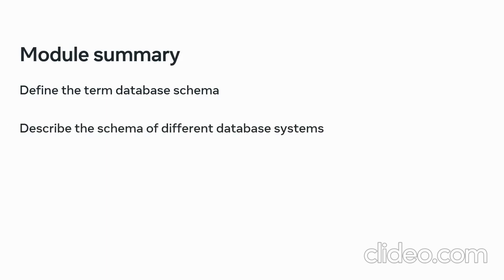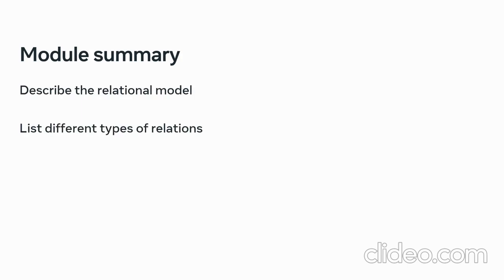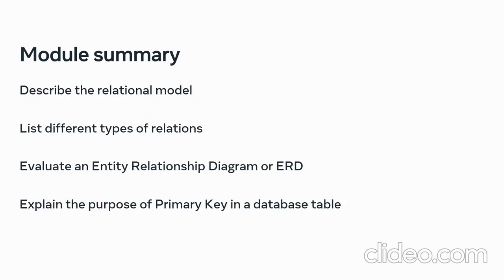Having completed this module, you should now be able to define the term database schema, describe the schema of different database systems, create a basic database schema using SQL, and list the 2 main types of database schema. You then moved on to explore relational database design. In this lesson, you learned how to design a relational database. Having completed this lesson, you should now be able to describe the relational model, list different types of relations, evaluate an entity relationship diagram, or ERD, and explain the purpose of a primary key in a database table.